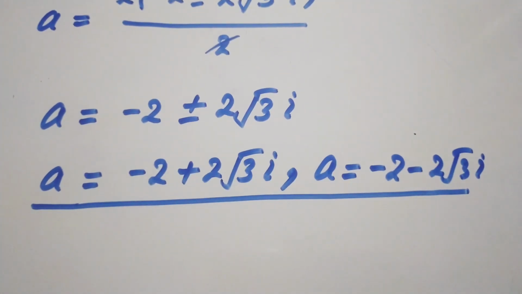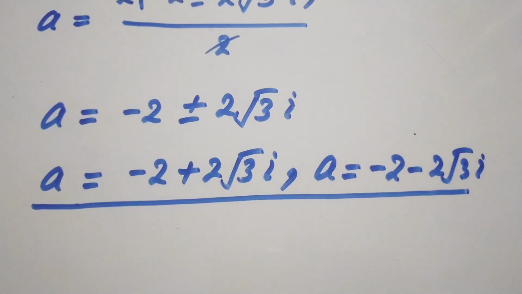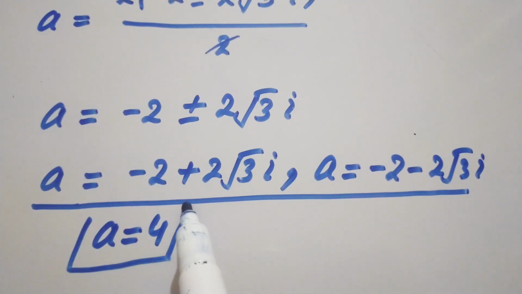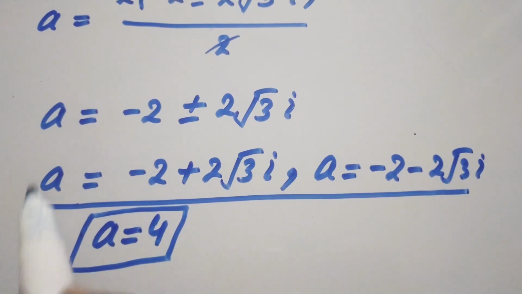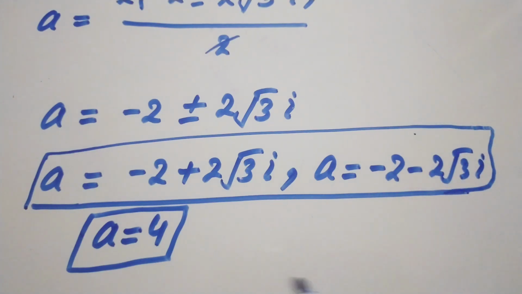First, we have found that a is equal to 4. So we now have all three solutions. One is a real solution and two are complex solutions.